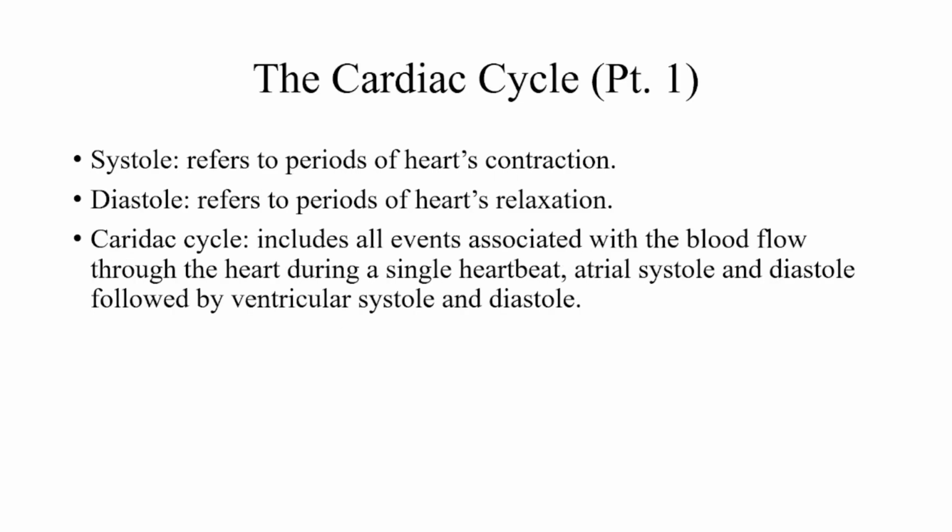Alright, now we're going to talk about something called the cardiac cycle. First, we've got to define some terms. We have the systole, which refers to periods of the heart's contraction. We have diastole, which refers to periods of the heart's relaxation. And then we have the cardiac cycle itself, which includes all of the events associated with the blood flow through the heart during a single heartbeat: atrial systole and diastole, followed by ventricular systole and diastole.